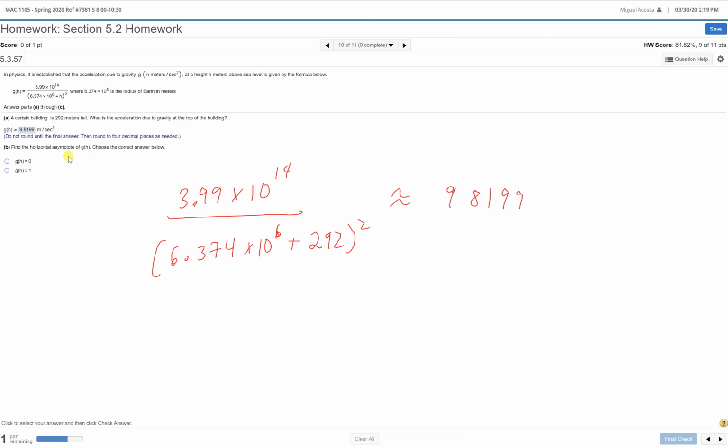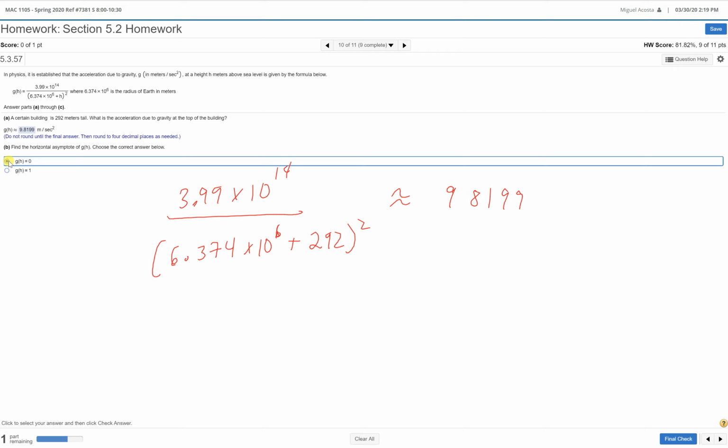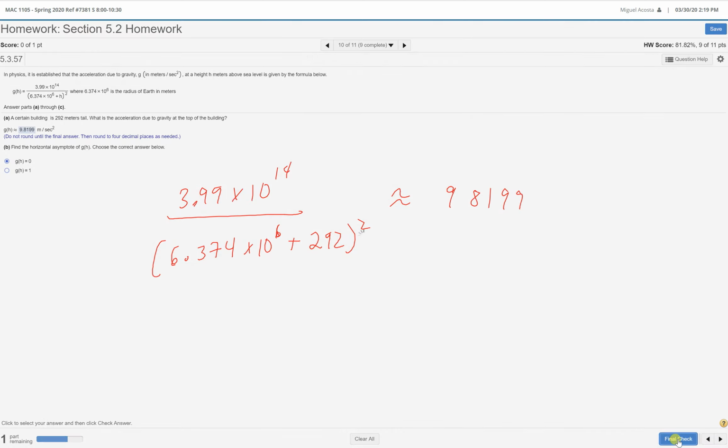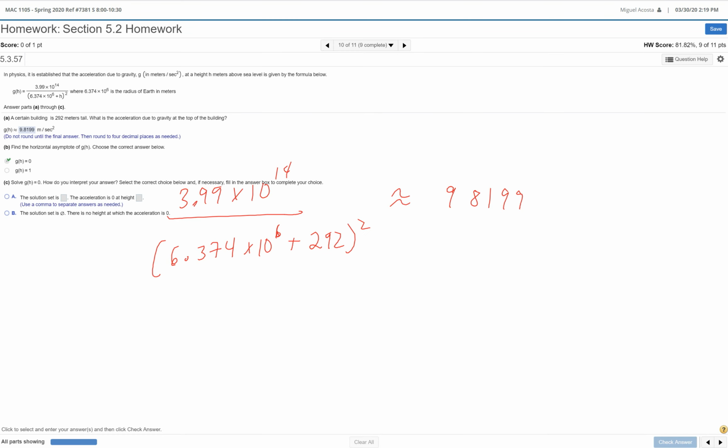Find the horizontal asymptote. It's just going to be G equals 0. The reason why it's 0 is that the only variable you have is in the denominator, so the y value is 0. That's the horizontal asymptote. Solve for G of h equals 0. It's asking for the x-intercepts, but it doesn't have a solution because there's no variable up there. This is not possible, so it doesn't have a solution.